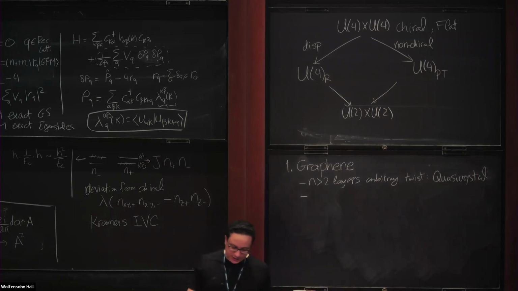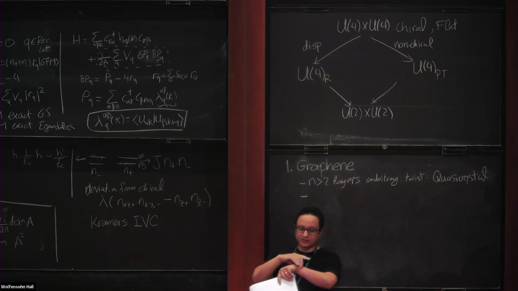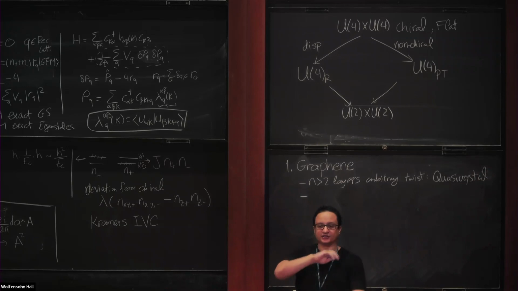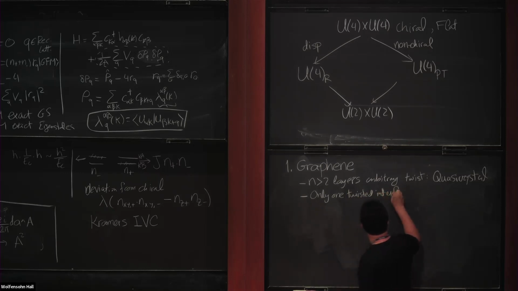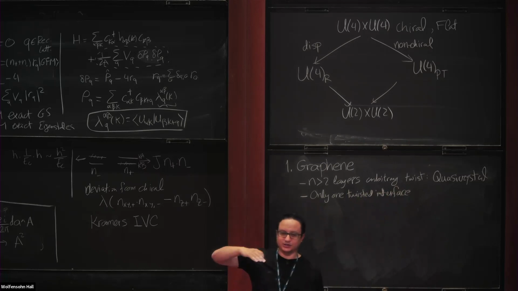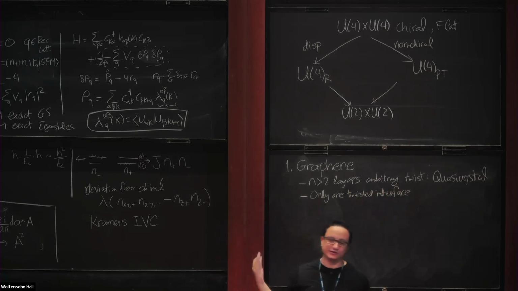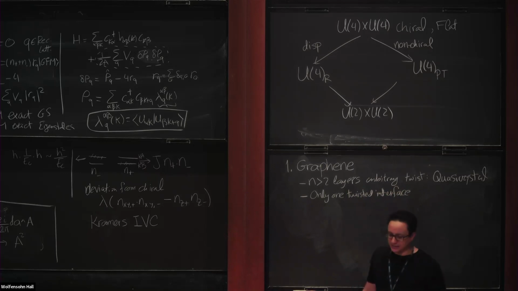So if you want to keep the approximate moire translation, there are two ways to do it. One which is obvious and one which is less obvious. The obvious one is to have a multi-layer, but just twist one interface. So only one twisted interface. And then the rest, you can just stack it in the normal way graphene likes to stack, which is AB.